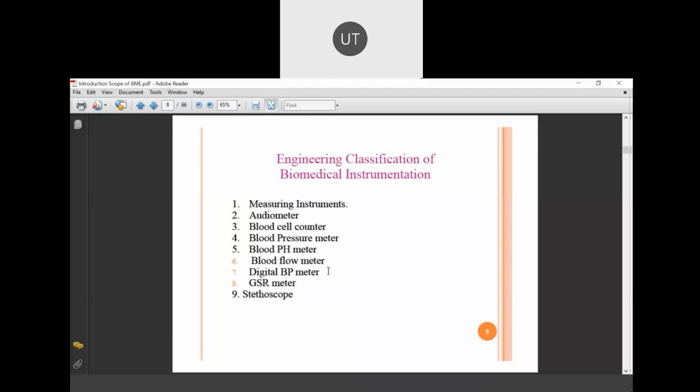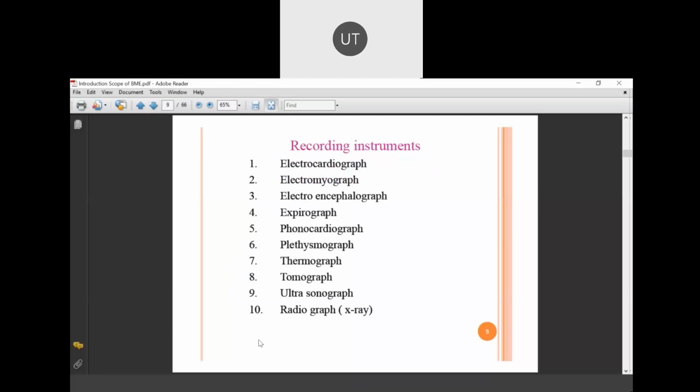Then blood flow meter. So we can use flow meters for measurement of the blood flow. Then digital BP meter, which is nothing but measuring the blood pressure again, but with a digital instrument. The first one is the conventional blood pressure instrument that doctors use. Stethoscope is for measurement of the heartbeats. We can just listen to the heartbeats.